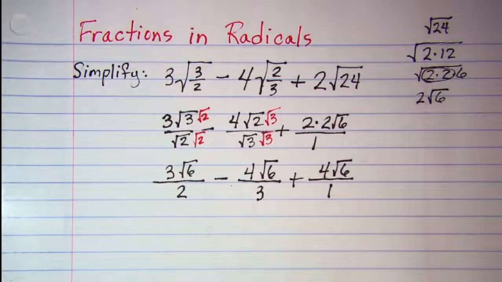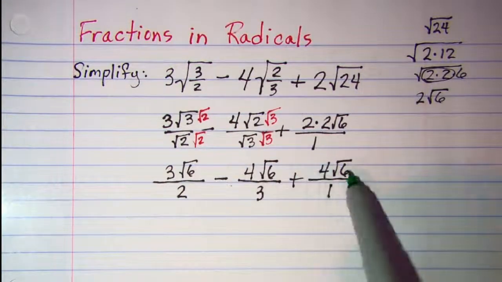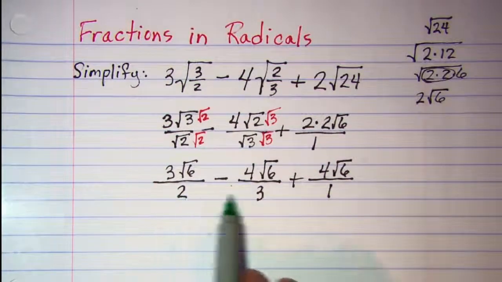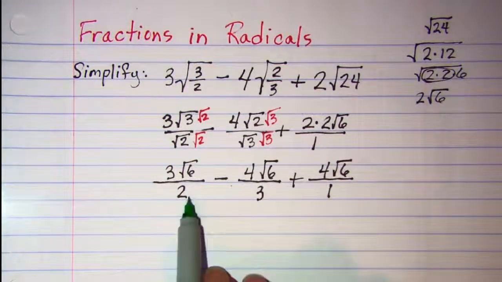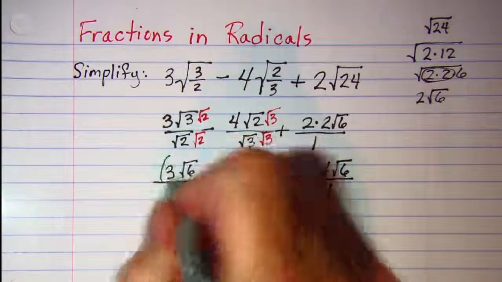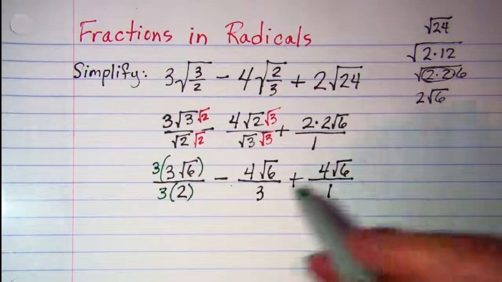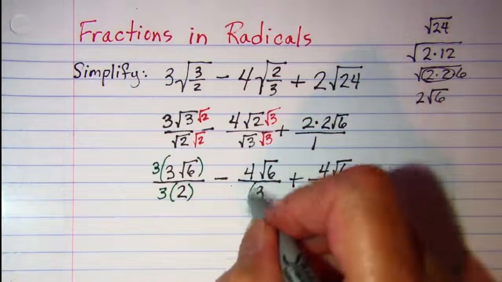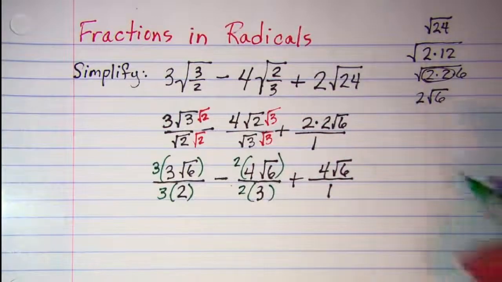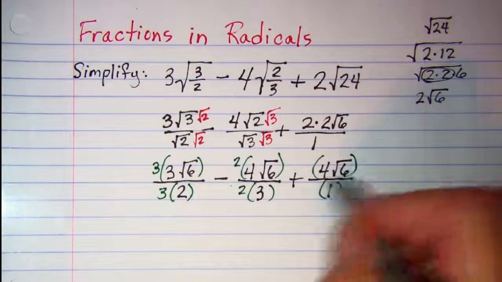Alright, now in order to combine like terms, I have root 6 in all of my terms, but I need a common denominator, and it looks like it's going to be a 6. So in order to get a denominator of 6 here, I need to multiply top and bottom by 3. In order to get a 6 here, I need to multiply top and bottom by 2. And in order to get a 6 here, I need to multiply top and bottom by 6.